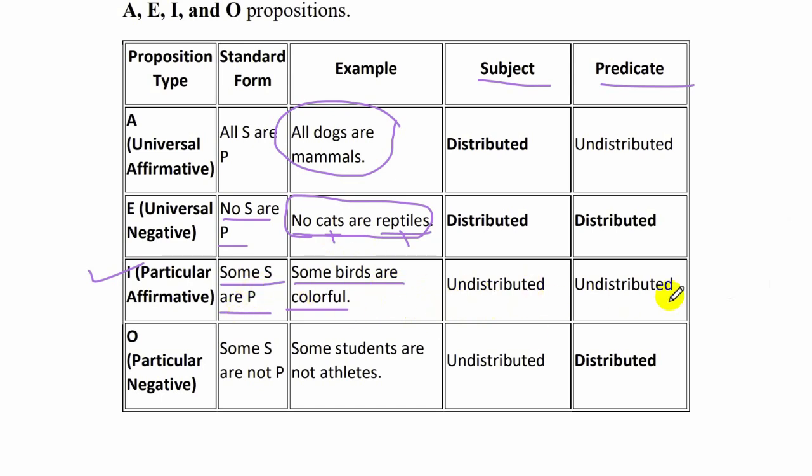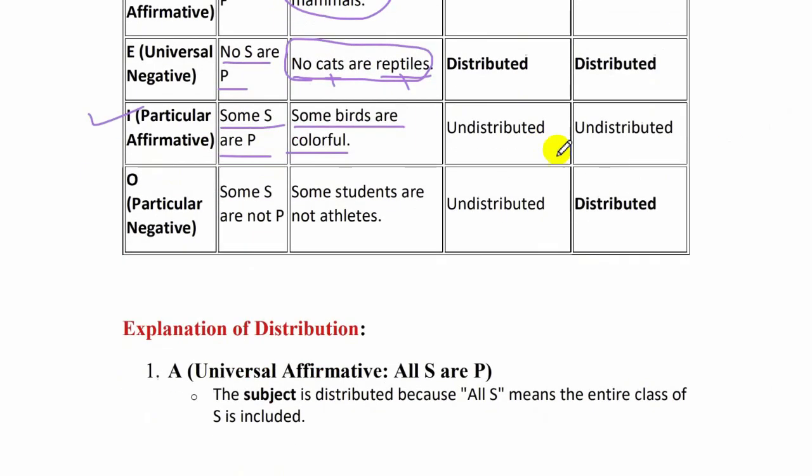It is distributed. The quality is distributed between both subject and predicate. That is why they are undistributed. If you did not understand undistributed, go back to the previous starting point and understand this before we move ahead. O particular type: Some S are not P. This is a standard format. Some S subjects are not P predicates. So, some students are not athletes.